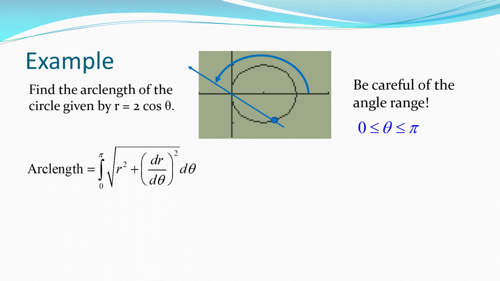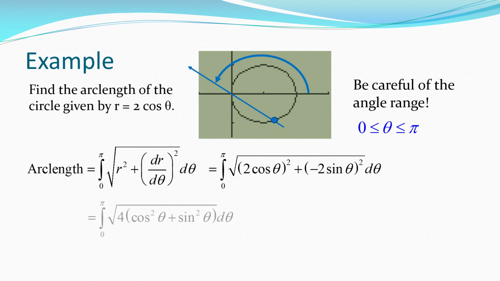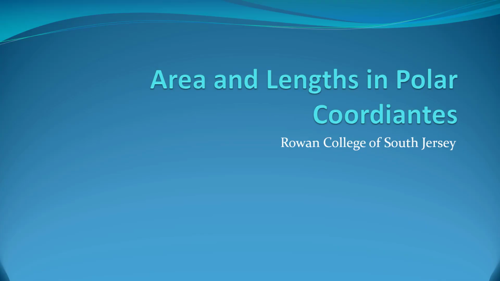Now we know that, though, just find the integration by going from 0 to pi of the square root of r squared plus dr d theta squared d theta. And we know what r is, and we can easily find its derivative, so I just plug things in. But then I can square each of the components, giving me this new integration. And I'm factoring out the common factor of 4, so you can see that the cosine squared of theta plus the sine squared of theta, that'd just be 1, leaving me with the square root of 4. So I get the integration from 0 to pi of 2 d theta, and that's just 2 pi. That would then be the arc length, as we knew it would be. And that's how to compute area and lengths in polar coordinates.